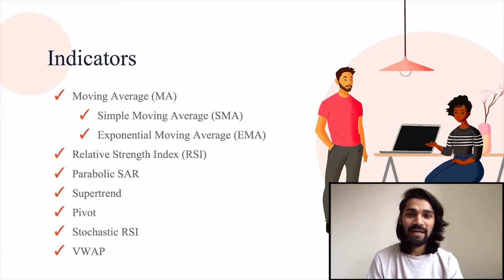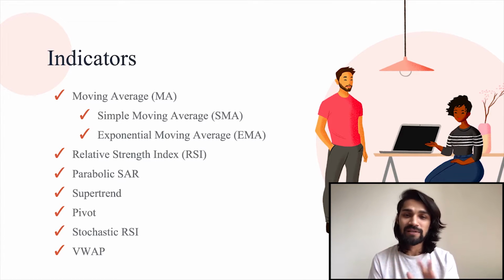Welcome to another episode. In the previous videos we learned about indicators, 8 indicators to be precise: simple moving average, exponential moving average, relative strength index, parabolic SAR, super trend, pivot, stochastic RSI, VWAP. I'm not saying these are all the indicators available. There are lots and lots of indicators, but these are the 8 which are very popular and which even I use.